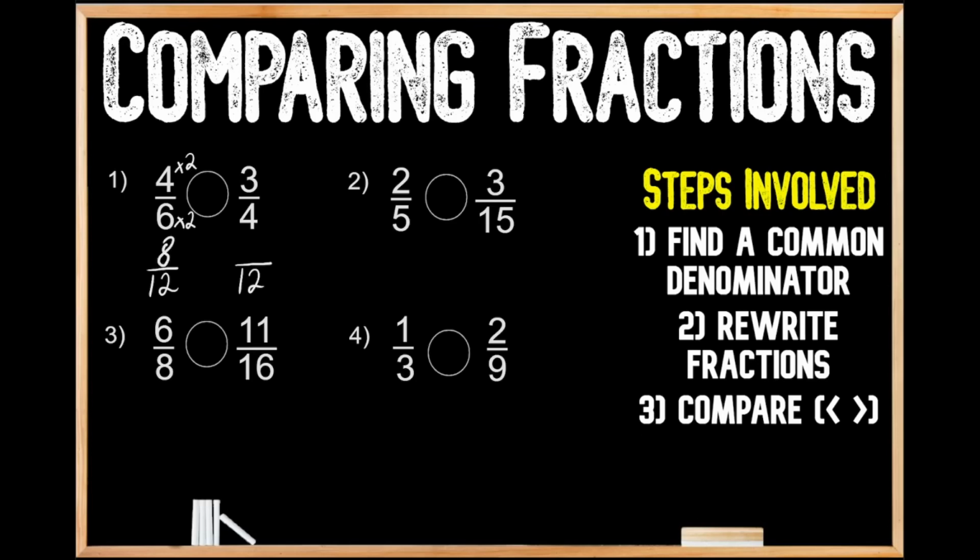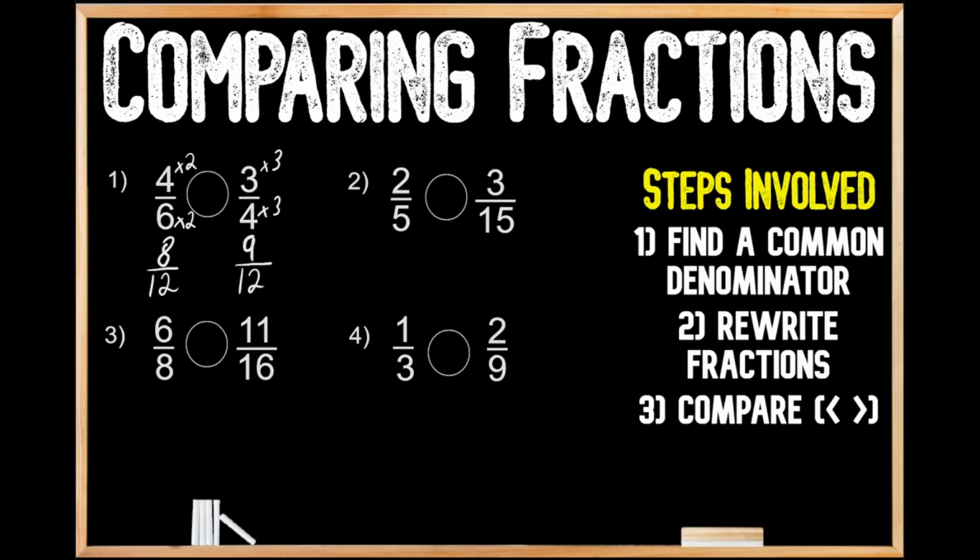So now we need to do the same thing for our second fraction. We needed to multiply 4 times 3 in order to get the denominator of 12. So we need to do the same thing for our numerator up top. And when we multiply 3 times 3, we get 9.